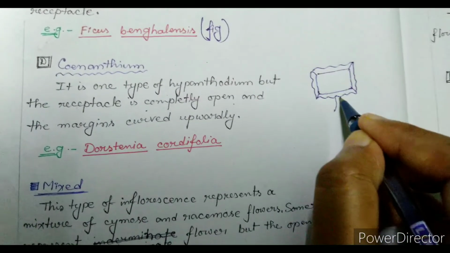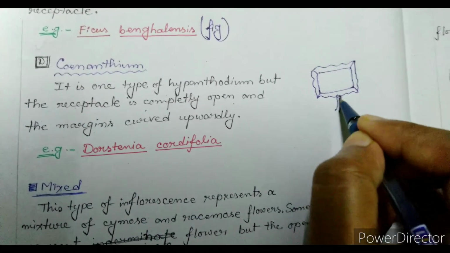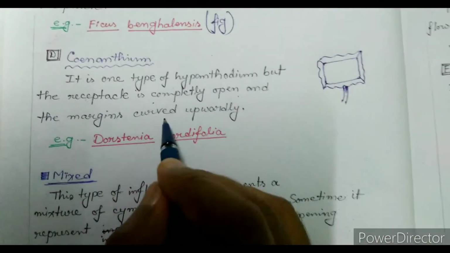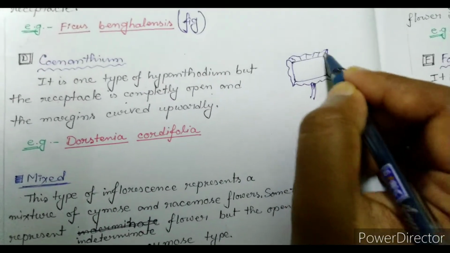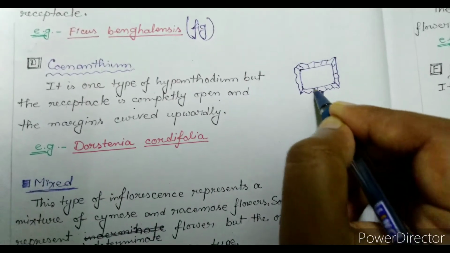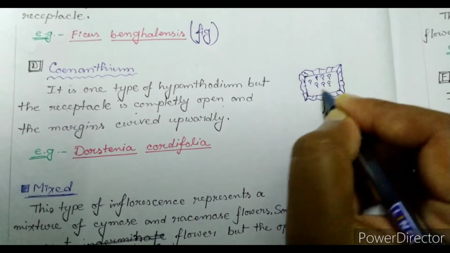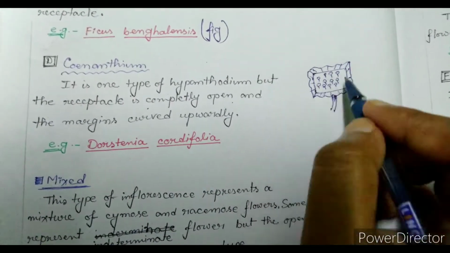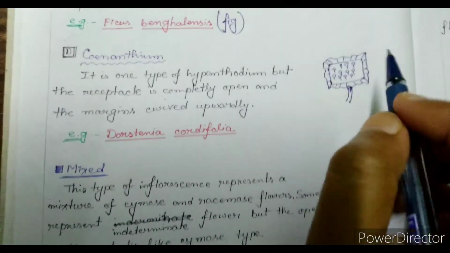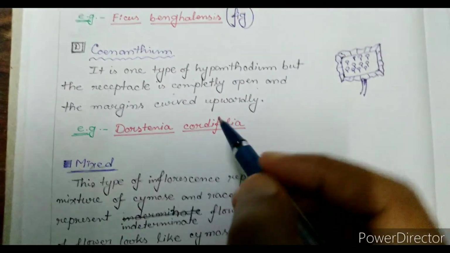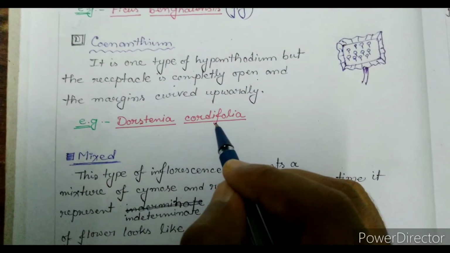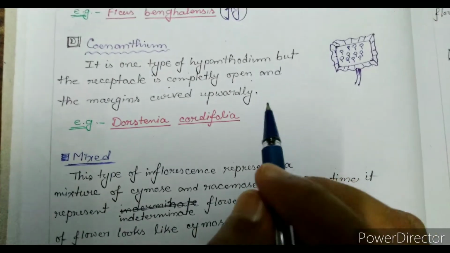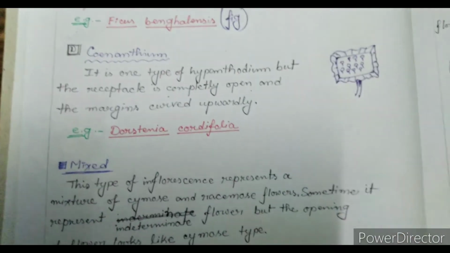So it looks like this, and here the stalk is from this portion. Here is the margin, and the margin curves upward. Here male and female, all the flowers are present on it. This type of floral arrangement is called Coenanthium, and the example is Dorstenia cordifolia, D-O-R-S-T-E-N-I-A. Dorstenia cordifolia is the example of Coenanthium inflorescence. I hope this is clear to you.